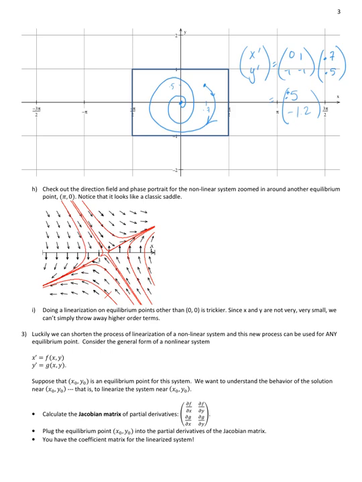Okay, so this is the direction field and phase portrait for the nonlinear system zoomed in at the equilibrium pi, 0. This looks like a saddle. It looks like I've got some straight line solutions here, and then these classic saddle bits. So doing a linearization on an equilibrium point other than 0, 0 is trickier than just dropping the higher order terms.